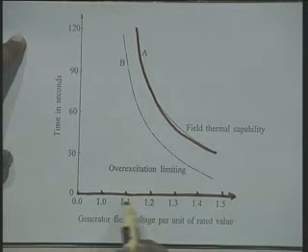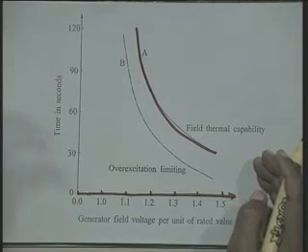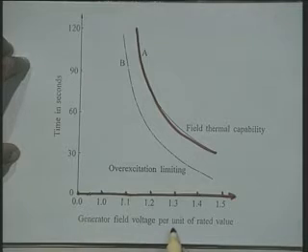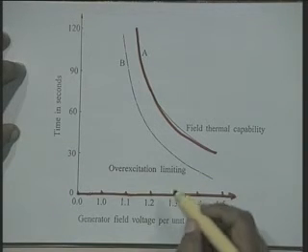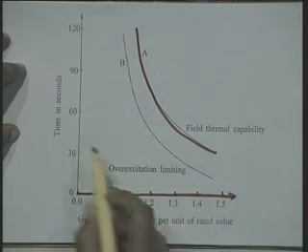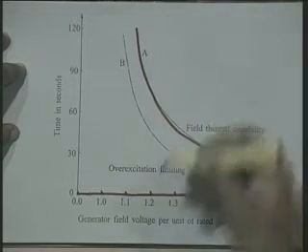You can easily understand that, suppose, the generator field voltage is per unit of the rated value. Whatever voltage you apply, the corresponding current will flow, because under steady state conditions the field current is equal to the field voltage divided by the field resistance. Therefore, this generator field voltage per unit of rated value also represents the corresponding field current. And you can easily see that as this value increases, the time for which it can be permitted is decreasing. This is practically an inverse characteristic.